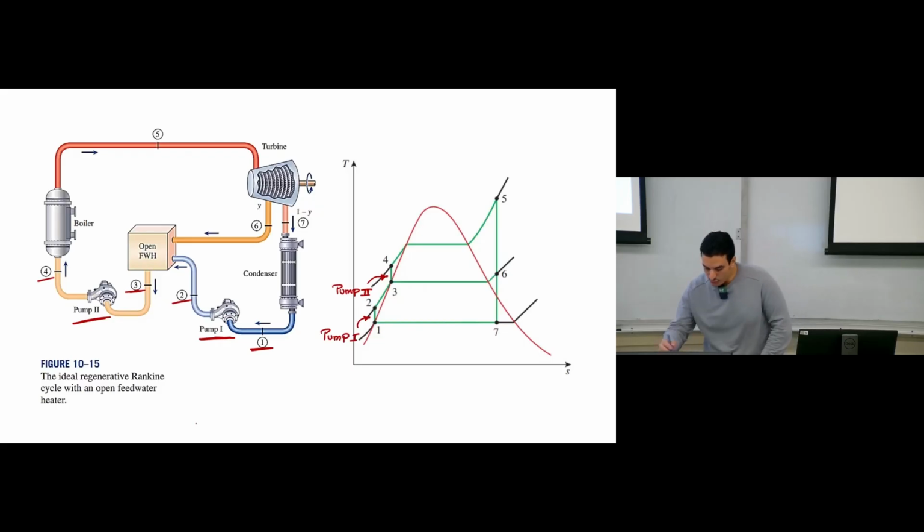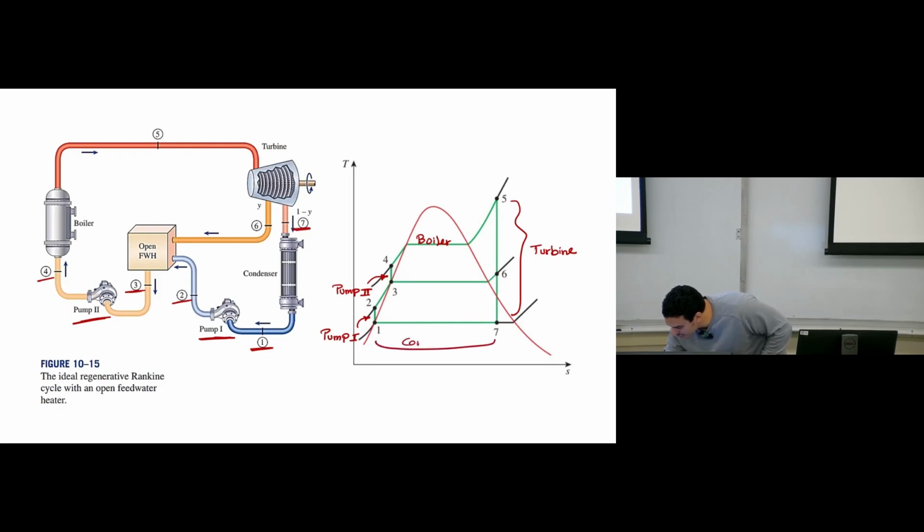And then we have 4 to 5, this is the boiler. And then we have 5 to 6 and 7, this represents the turbine. And then we have the condenser. The inlet to the condenser is 7, the outlet is 1. So this line represents the condenser.